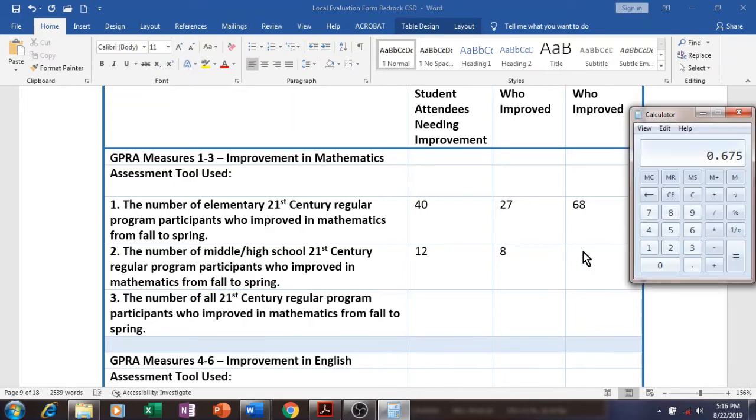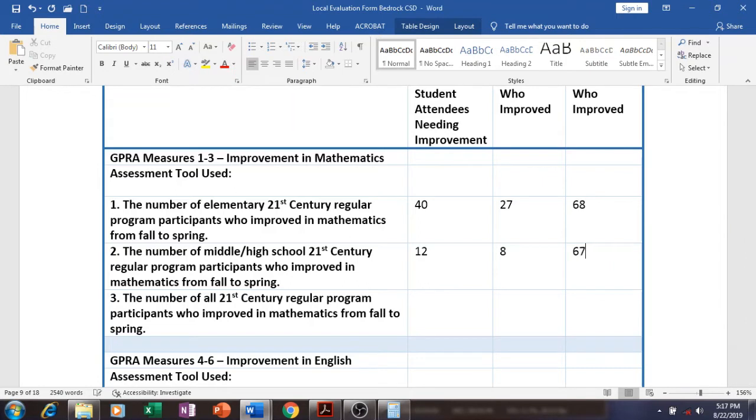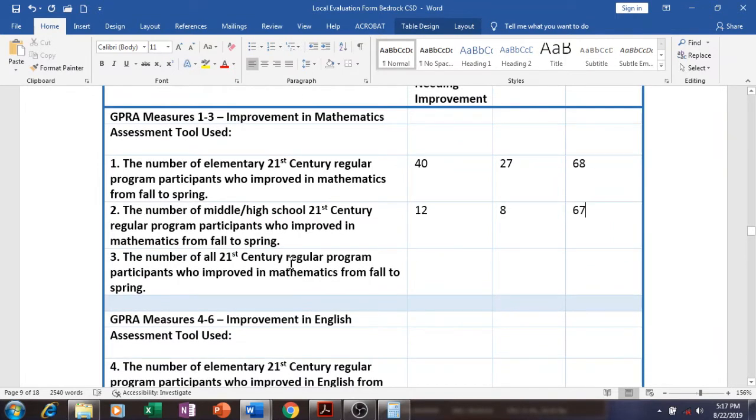Once again, we need to figure percentage. We pull up our calculator. We take the smaller number, which is the number of students who improved, and we divide by the larger number, which is the total number that needed improvement, and we get 0.66666, which rounds off to 67%. Then we want the number for all 21st Century programs, which is a total. Number 3 is a total. 40 plus 12 is 52. 27 plus 8 is 35.